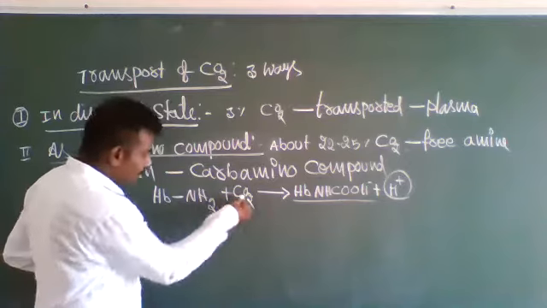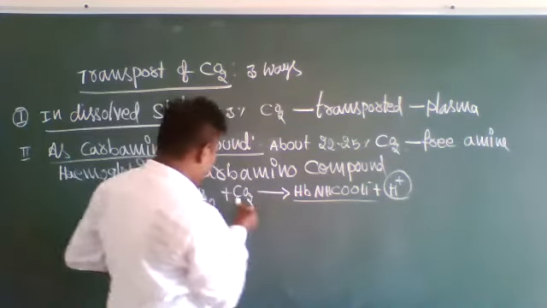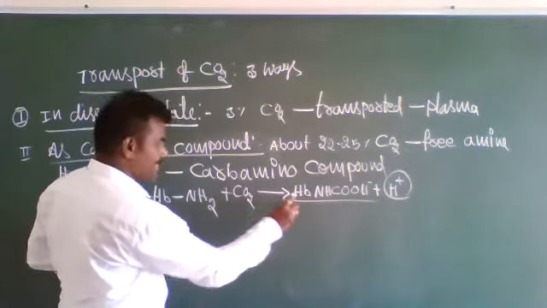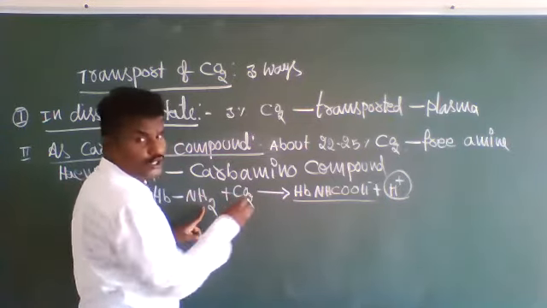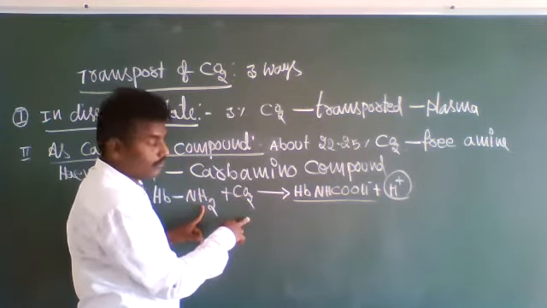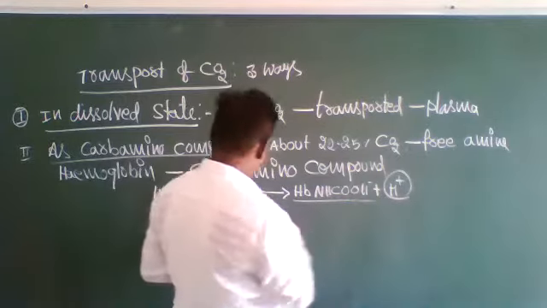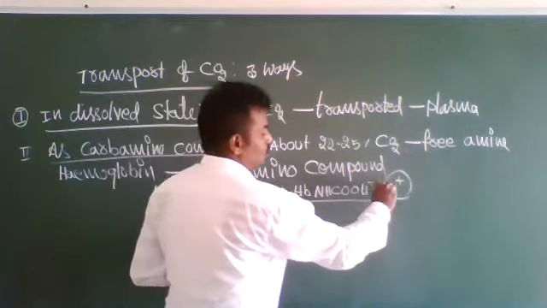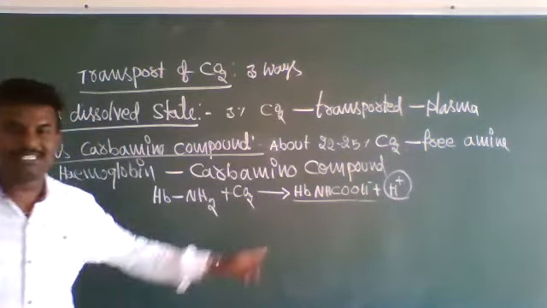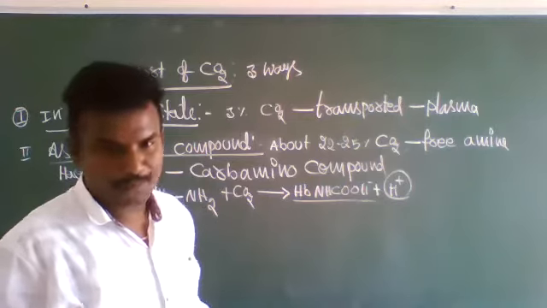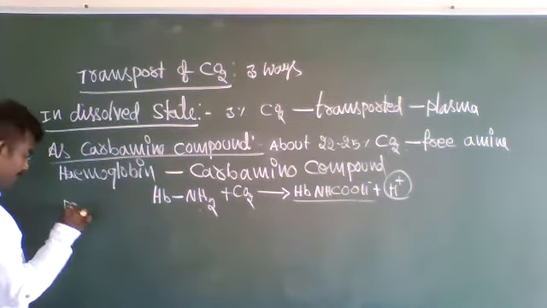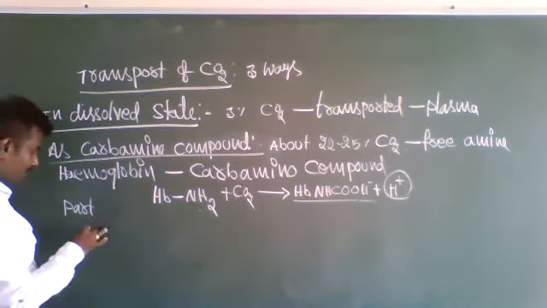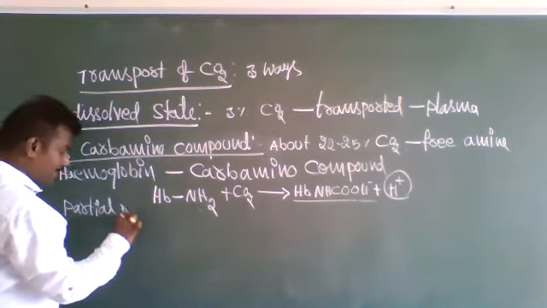So this is combined with this through bonds. HB as usual, and one hydrogen is combined here with two oxygen groups. From here one H ion is eliminated, H plus. This is carbamino compound.